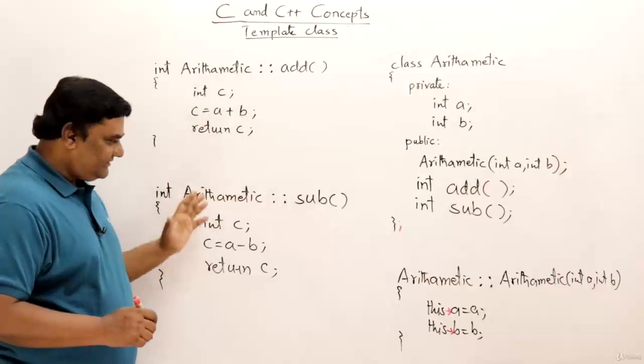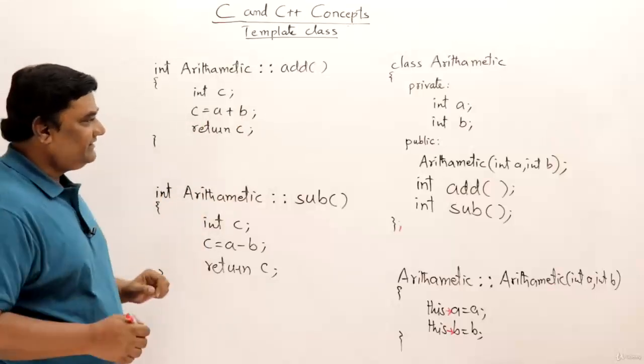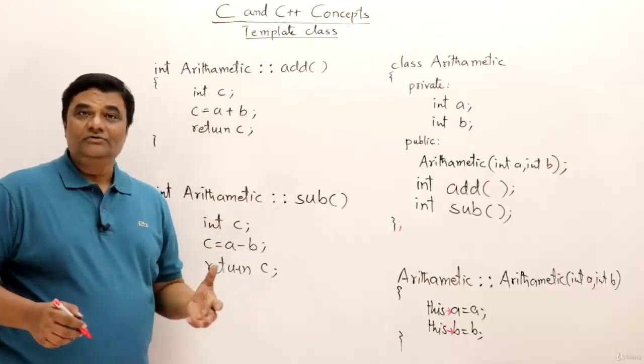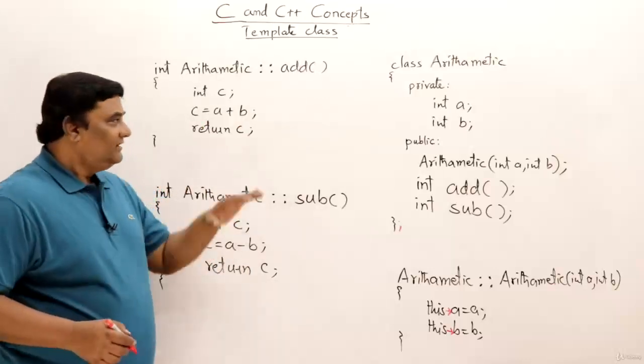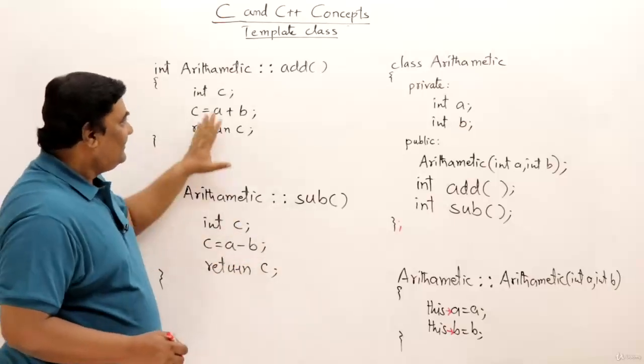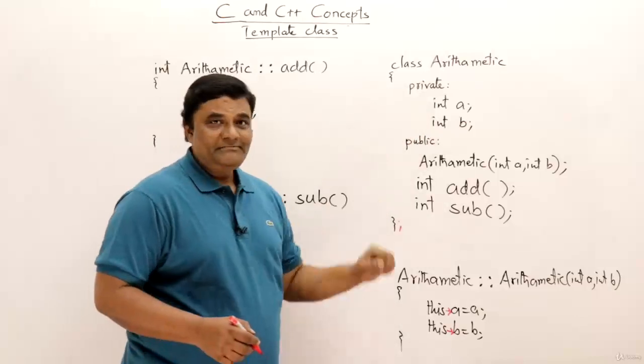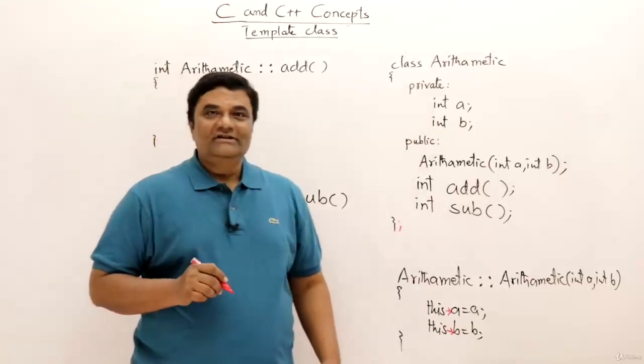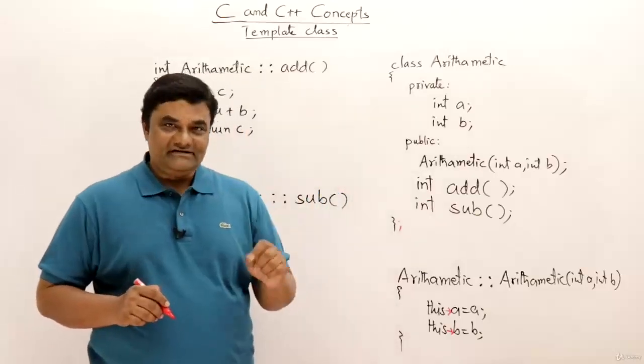So just look at the class once more. You must be familiar with this already. In the previous video I explained how to write a class, everything I have explained to you. This is adding and returning, this is subtracting a and b and returning. Both these functions are directly accessing the members. Now let us talk about generic classes.